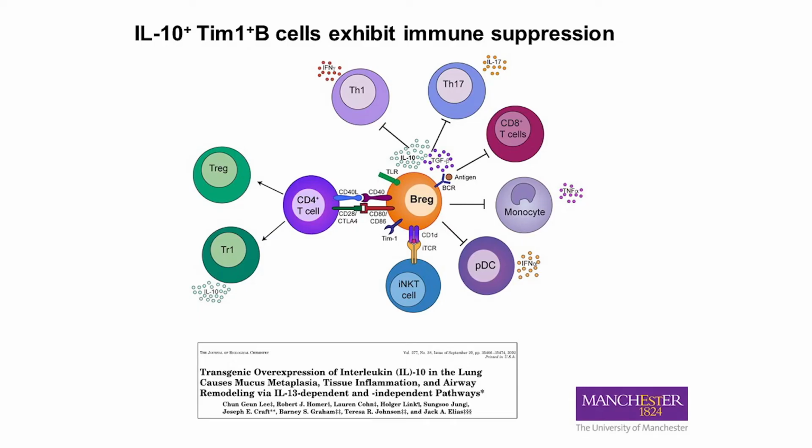Now this was rather confusing to us because, as I mentioned, Bregs via the production of IL-10 can suppress a variety of different effector cell responses, including Th1, Th17, and CD8 positive T cell responses. In addition, B cells, upon interacting with CD4 positive T cells, can induce their differentiation into FOXP3 positive Tregs or IL-10 secreting TR1 cells. So it was rather confusing that we saw this expansion of these immunosuppressive regulatory B cells within the COPD lung and specifically associated with disease severity.